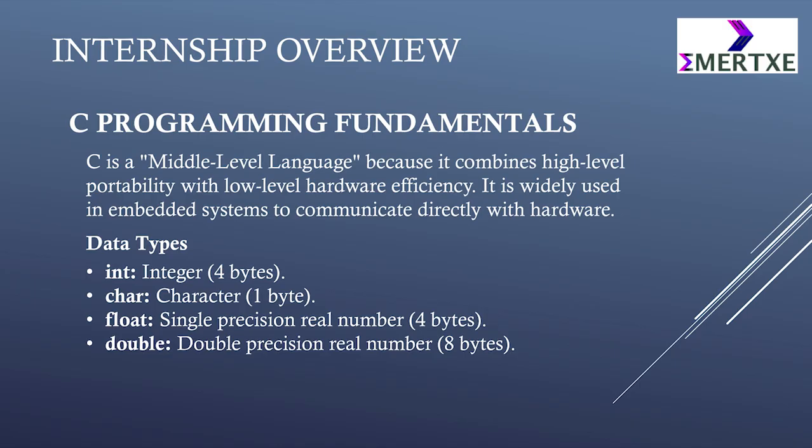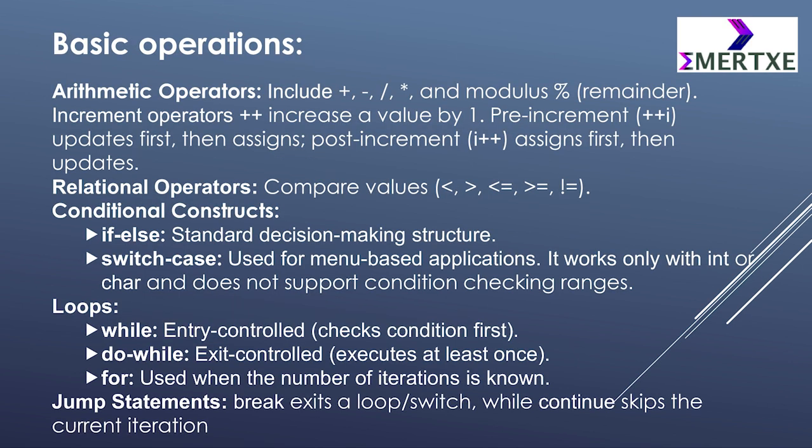C provides different data types to store values. The int data type is used to store integer numbers and occupies 4 bytes. The char data type stores single characters and uses 1 byte of memory. The float data type stores decimal values with single precision. The double data type stores decimal values with double precision.